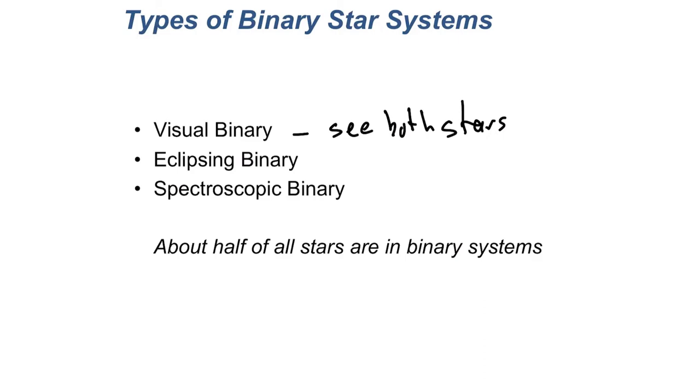Most binary systems are not that way. Most binary systems, when you look at them through a telescope or with your eyes, just look like a single star. We infer that it's a binary system based on some other property of that object. So we see only one star for both of these. For eclipsing binaries, we see one star pass in front of the other and see periodic dimming of the system.